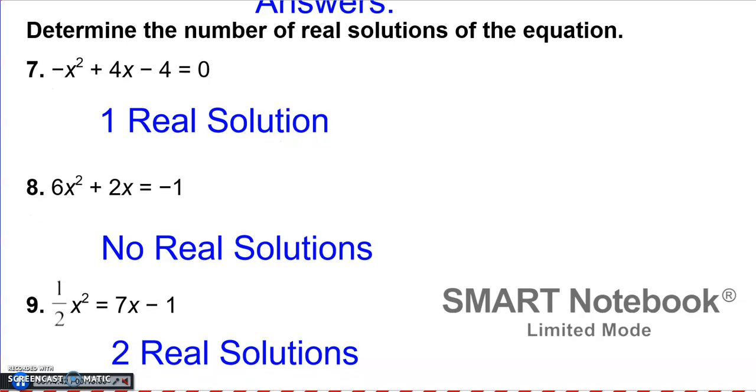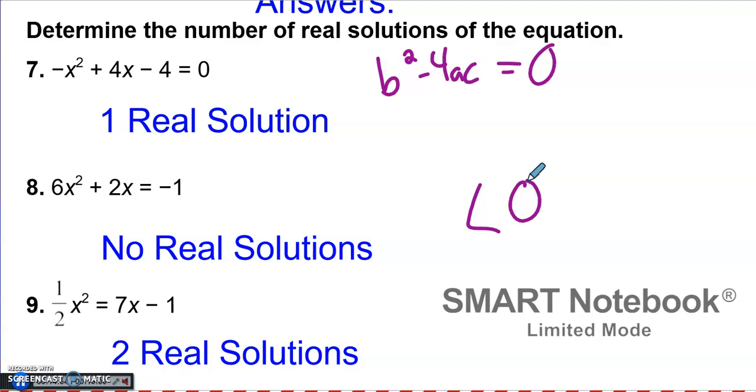Number 7 has 1 real solution because our discriminant b squared minus 4ac was equal to 0. And then for 8, it's no real solutions because it's less than 0. And then for 9, it's going to be 2 real solutions because it's greater than 0. Great job, everyone. I'm so proud of you.